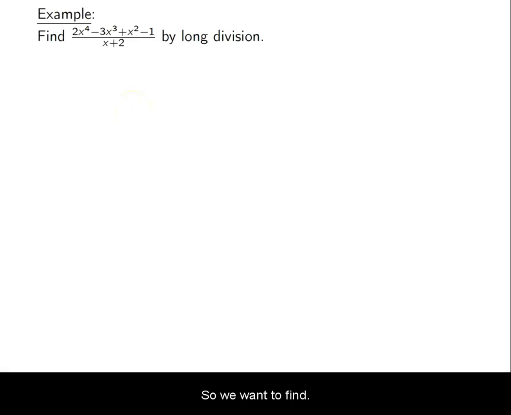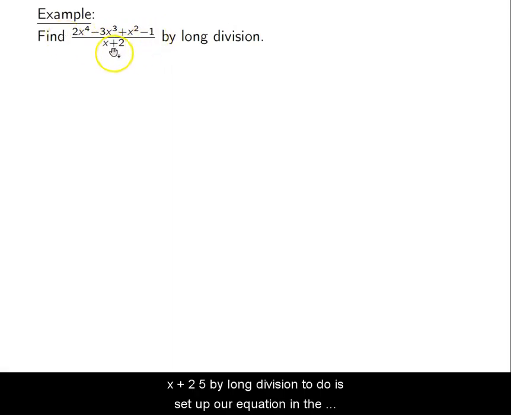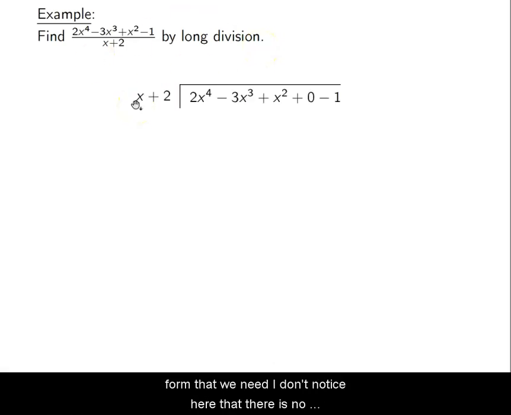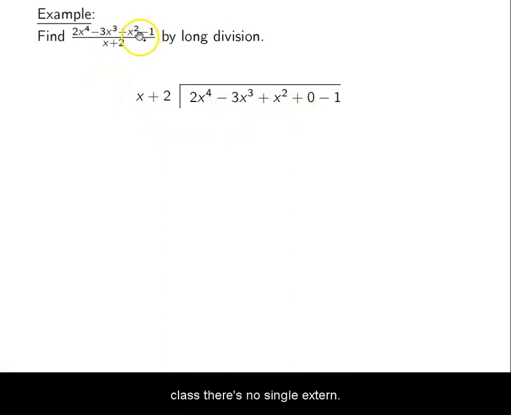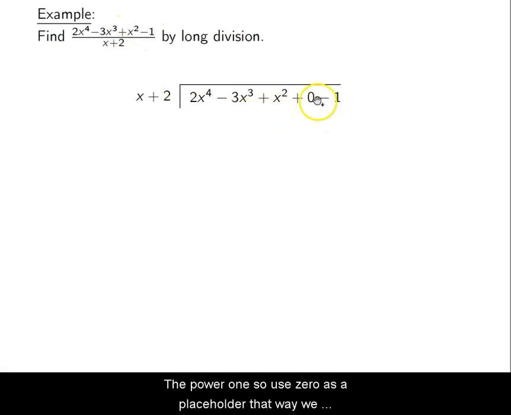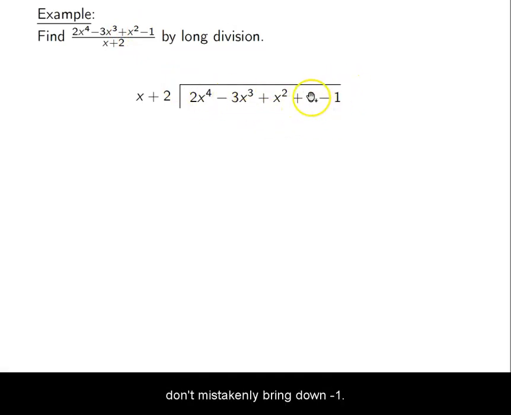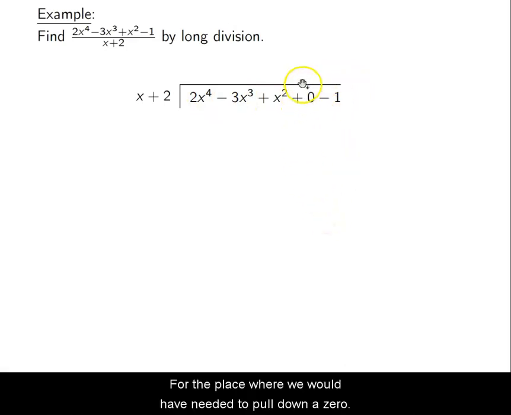So we want to find 2x to the 4th minus 3x cubed plus x squared minus 1 divided by x plus 2 by long division. The first thing we're going to do is set up our equation in the form that we need. All right, so notice here that there is no single x term with the power of 1. So we use 0 as a placeholder. That way we don't mistakenly bring down -1 for the place where we would have needed to pull down a 0.